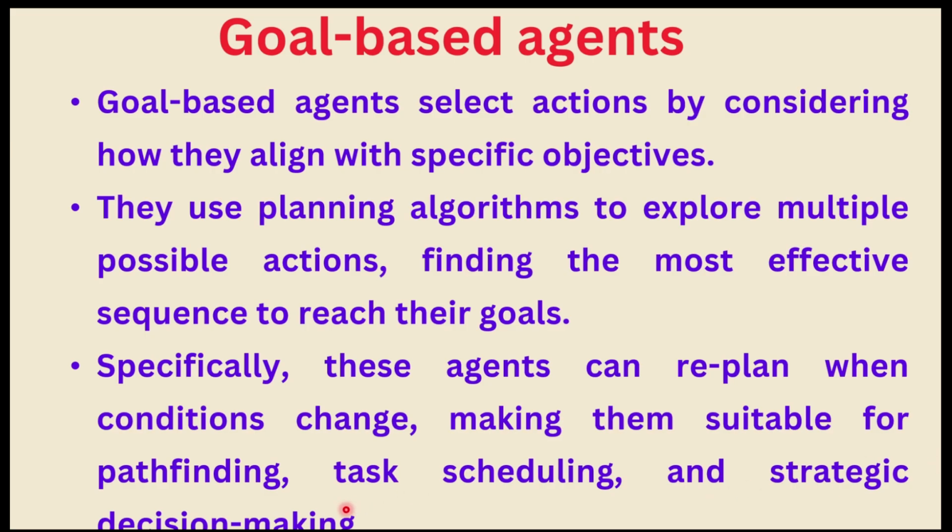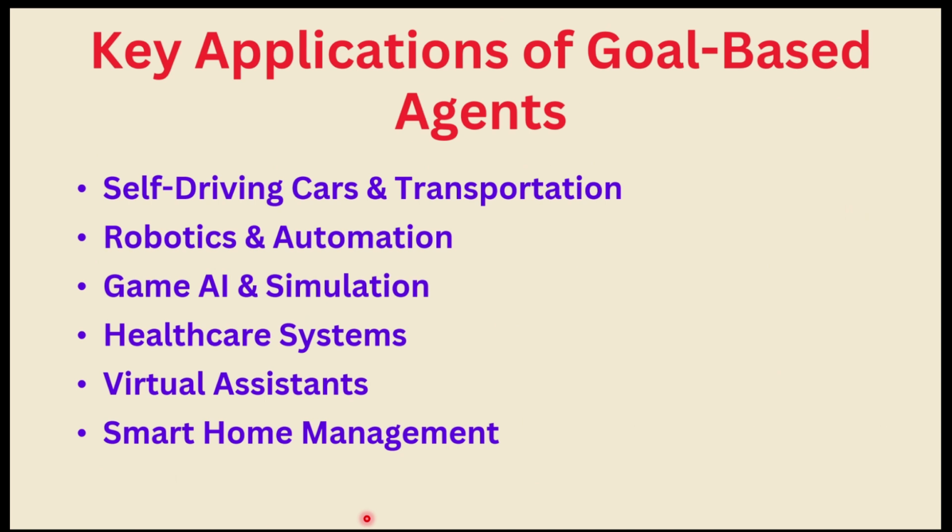So based on the goal, it is going to plan the action, and based on the action, some sequence has to be followed in order to reach the goal. Until we reach the goal, we need to find the path and take the possible action, and we have to check whether the agents have the proper sequence. These are highly useful in applications like pathfinding, task scheduling, and strategic decision making. So next we'll see key applications.